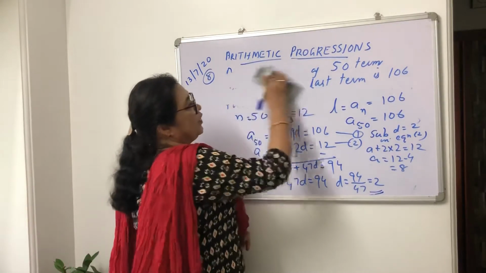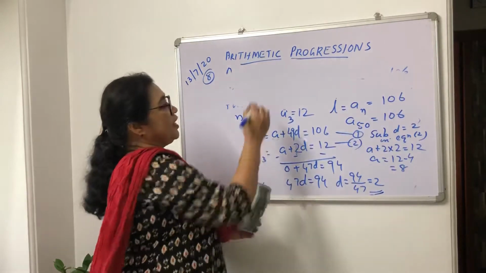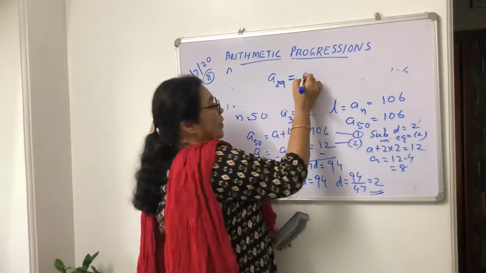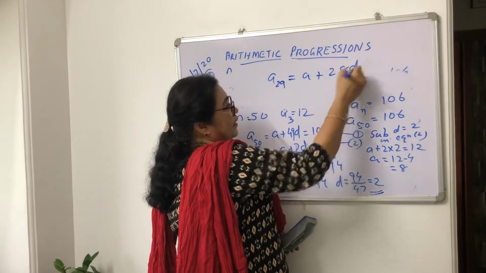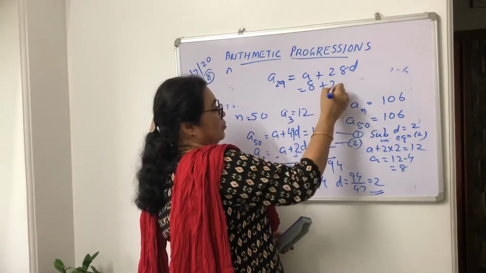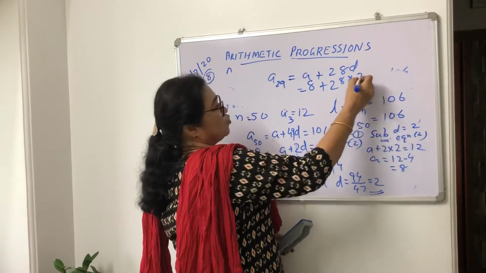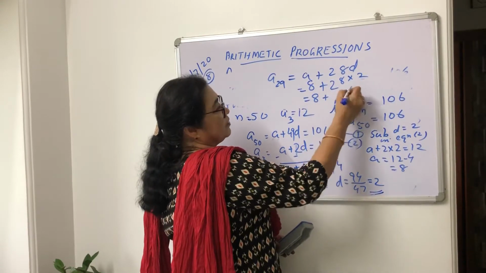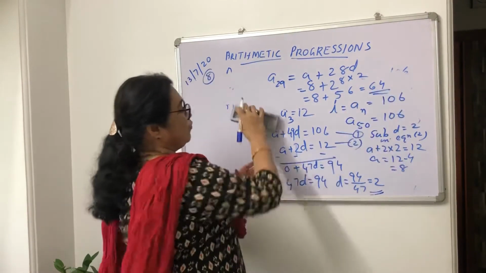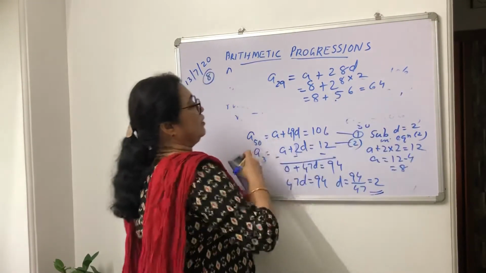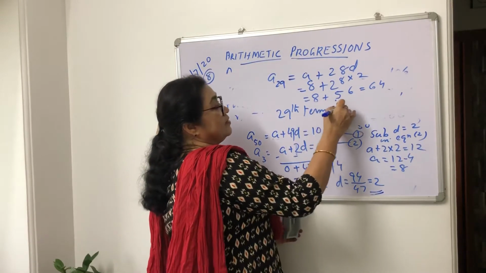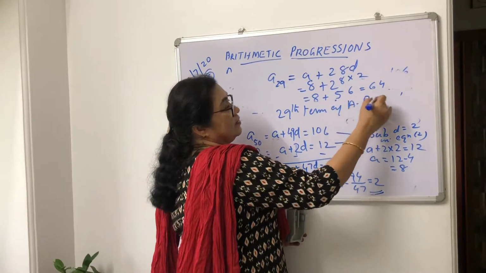Now you need to find out A29. What is A29? A plus 28D, that is A is 8, 28 into D is 2. So 8 plus 56, that is 64. Therefore, what will we write down? The 29th term of the AP is 64.